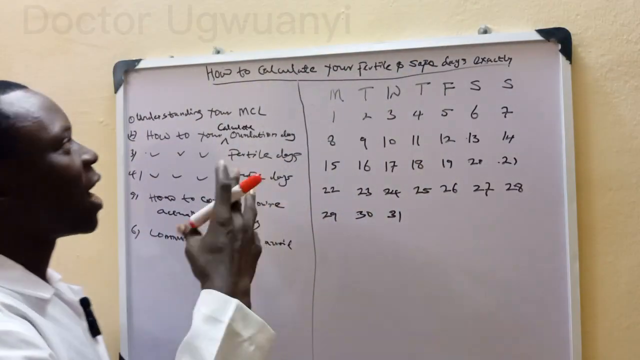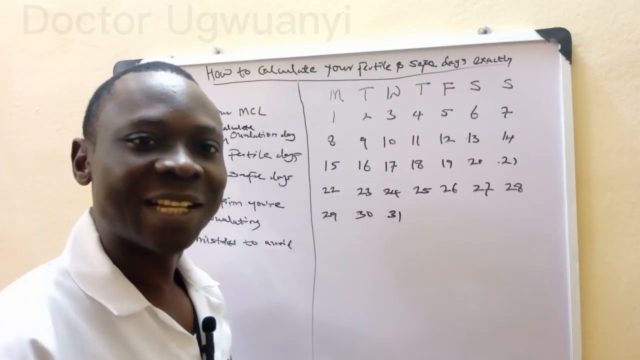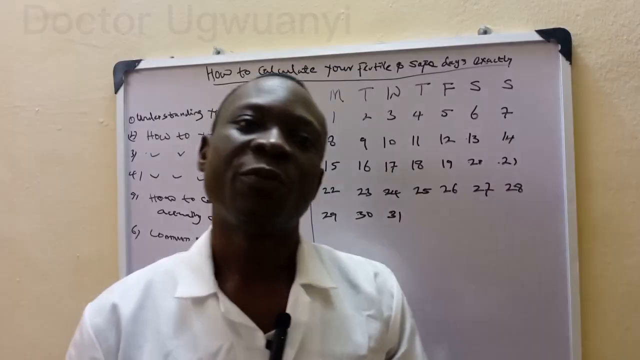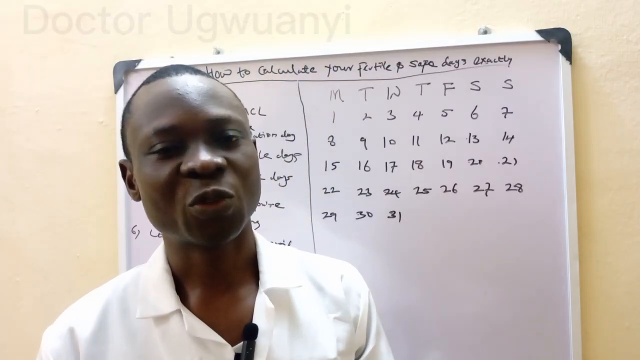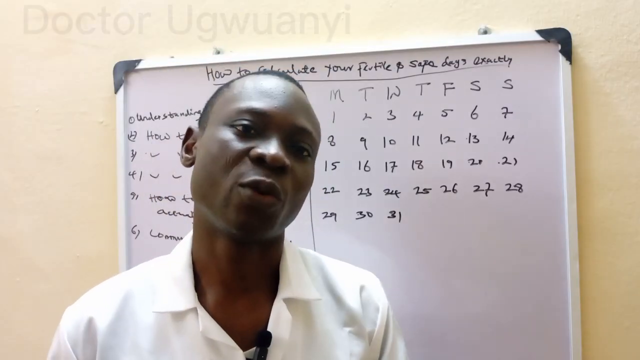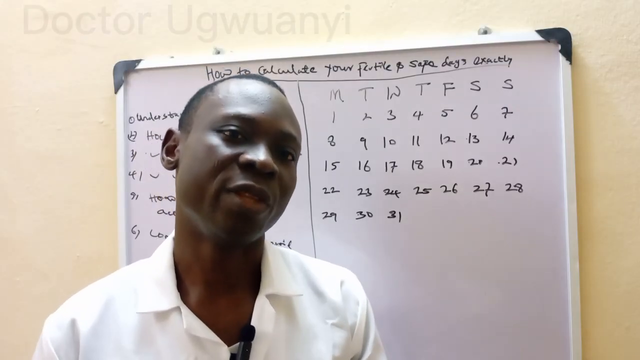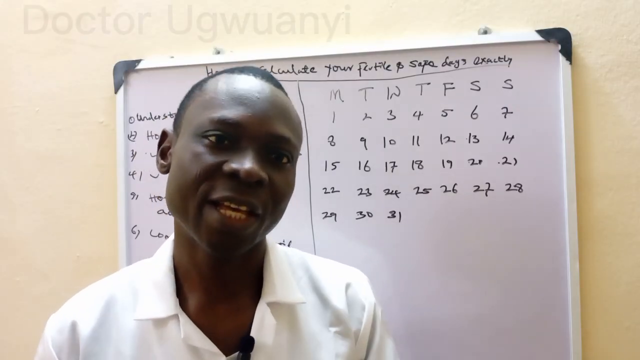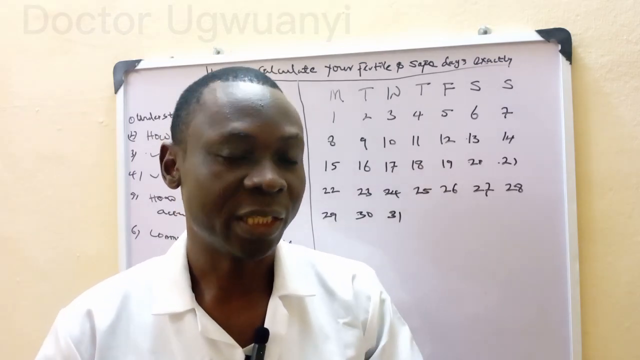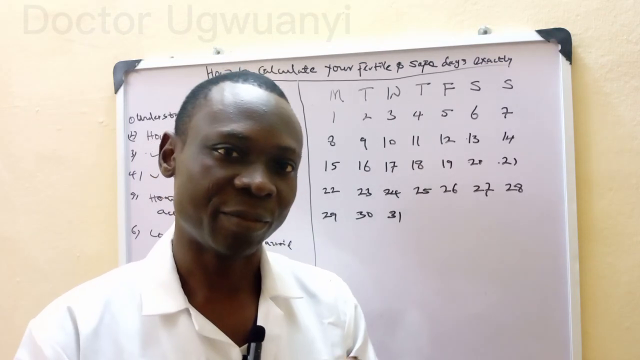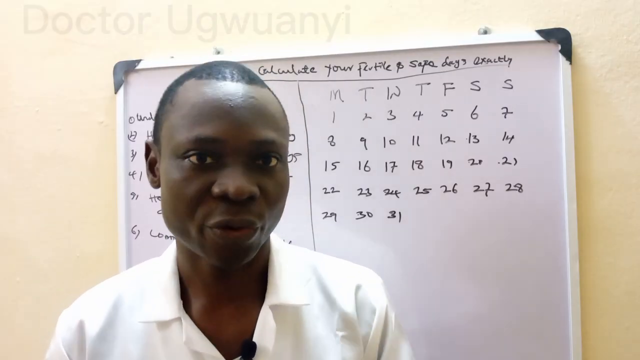We said how to calculate your fertile and safe days accurately. For you to calculate your fertile and safe days, you must know your menstrual cycle length. Menstrual cycle length is the number of days from the first day you started the bleeding till the day before your next bleeding. That is the day before you start seeing another period.